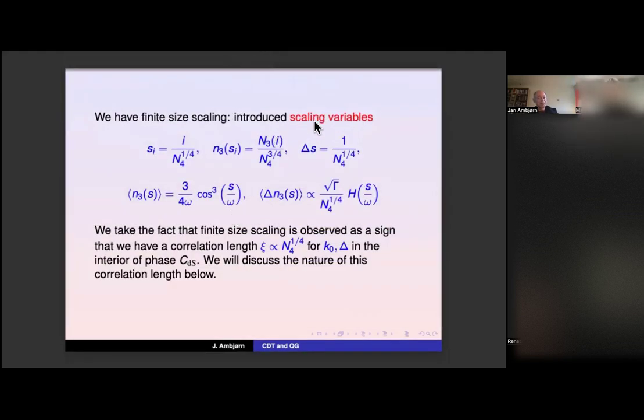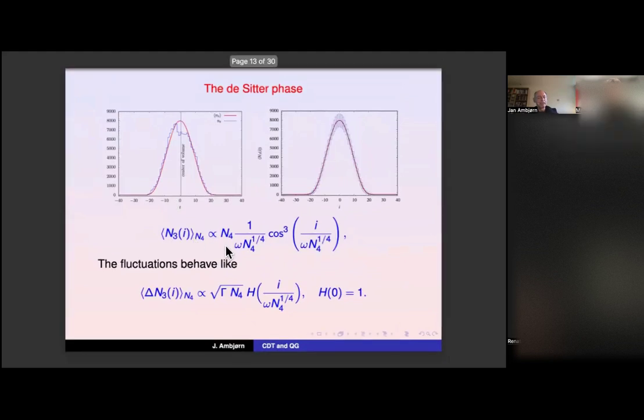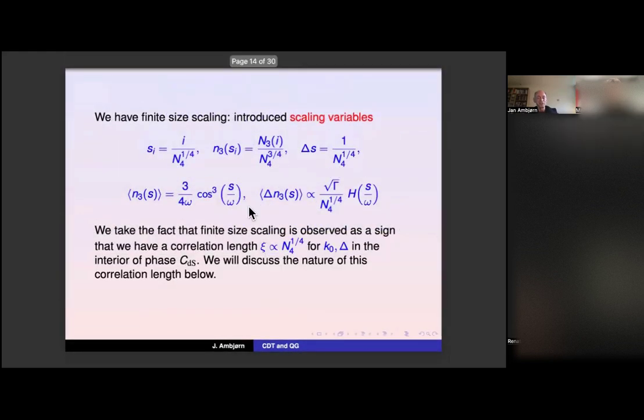So now we can introduce scaling variables. I mean, basically, you can call them dimensionless variables. Everything is dimensionless, but in terms of dimension of space. So this is time scaling, this is space scaled with this, and this is just the time steps in the scaled variable. And then all curves, assuming that N4 is sufficiently large, this is only true for large N4s, this form, they collapse to one curve.